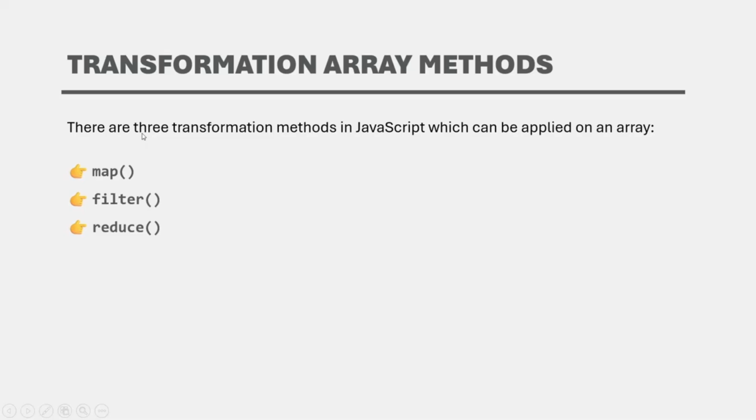So in JavaScript, there are three transformation methods which can be applied on an array, and these are map, filter, and reduce. We have already talked about the map method. In our coming lectures, we are going to talk about the filter and reduce methods. Now, why are these called transformation methods? Because these methods are used to transform an original array and create a new array or a new value from the original array.